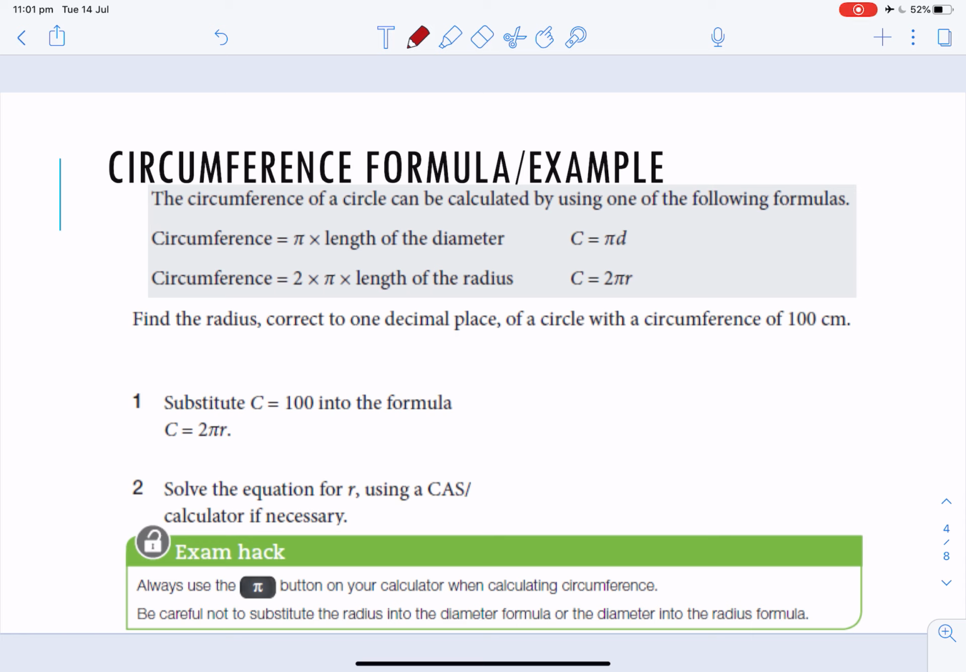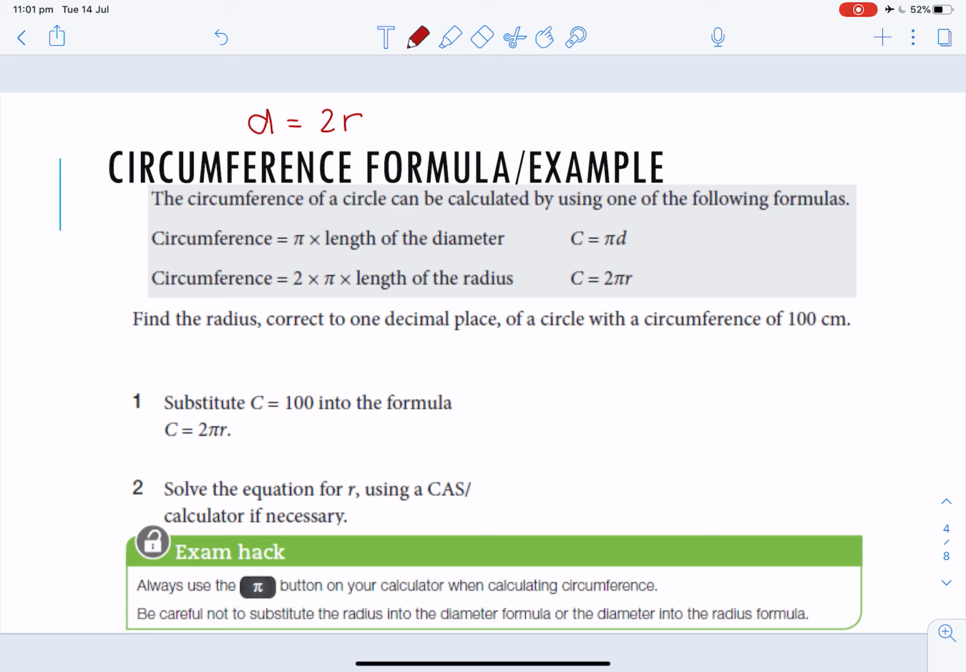Now remembering that your diameter is equal to 2r, so realistically the two C formulas are the same thing. I like working with the radius over the diameter. It's just a personal preference. You would have had it drilled into you throughout school: C equals 2 pi r, or C equals pi d. It's whatever you are comfortable using. At the end of the day, it's the same thing.